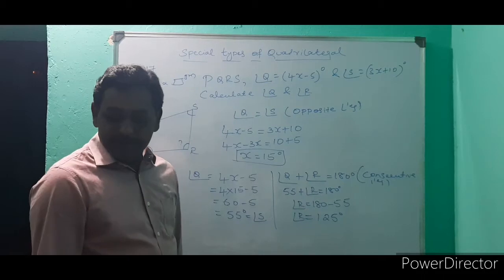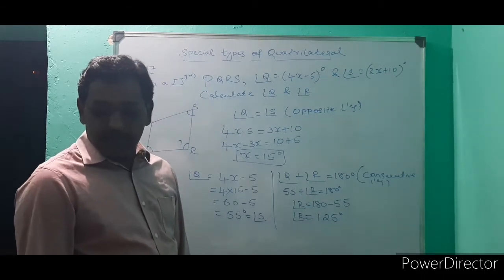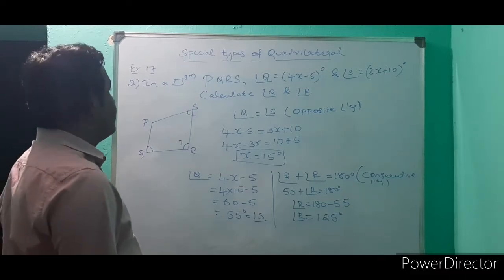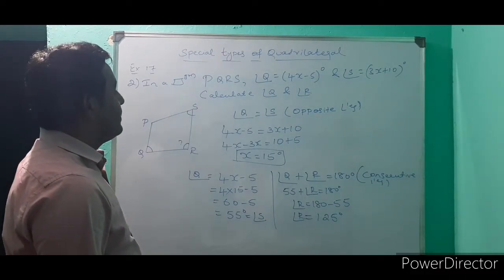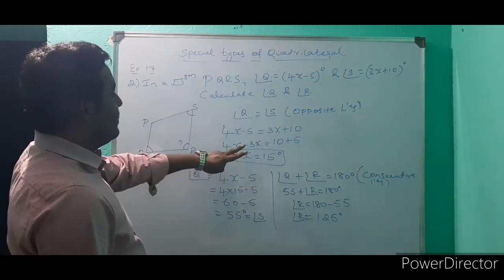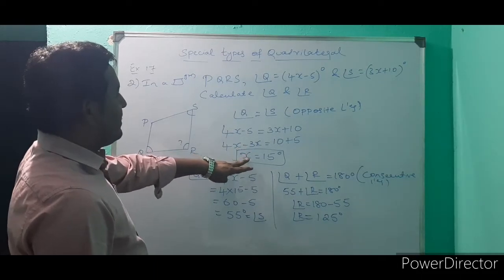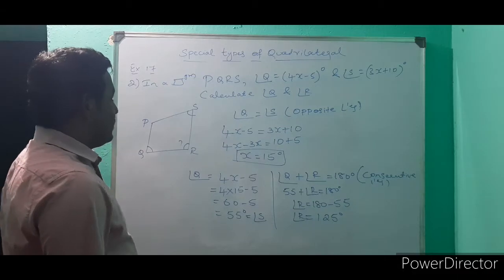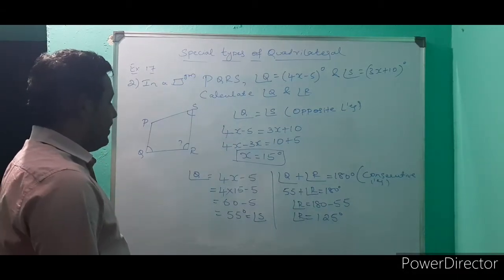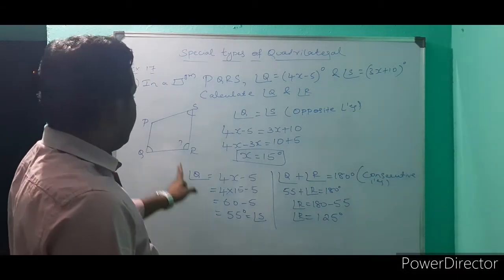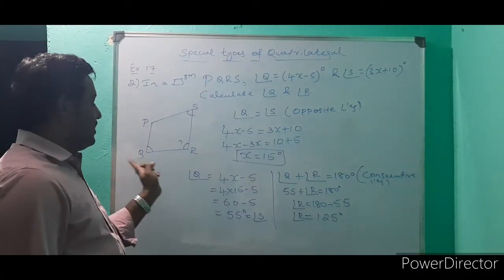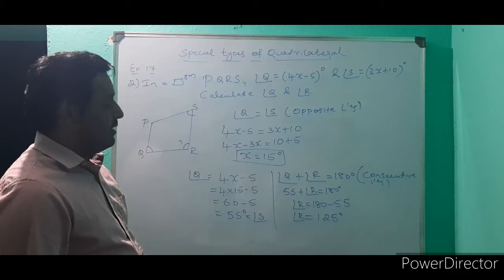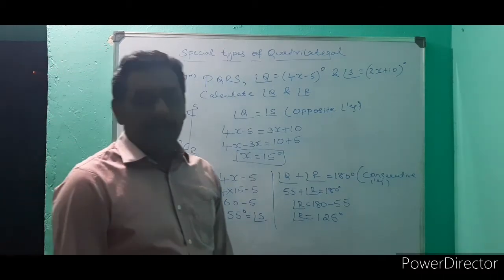125 degree. So like this we are finding the angles. If you want to find angle x, it is equal to 15, and after that substitute 15 to get the angle Q value. If you want to find angle R value, just add the angles and then subtract, and you will get the angle R value.